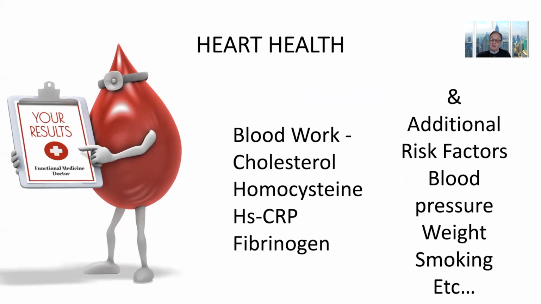So what do we look at? The functional medicine doctor, sorry. In the blood work, we look at cholesterol, we look at homocysteine, we look at CRP, and we look at fibrinogen. These are the markers that we look at. Homocysteine, CRP, and fibrinogen are the primary markers a lot of the world looks at for heart health, and we look at them too. We don't ignore cholesterol, but we also look at the inflammation, the damage that is actually going on to the heart. And of course, we look at the additional risk factors also, blood pressure, weight, smoking, etc. We just look at more things from the blood work to give us a picture of your heart health.